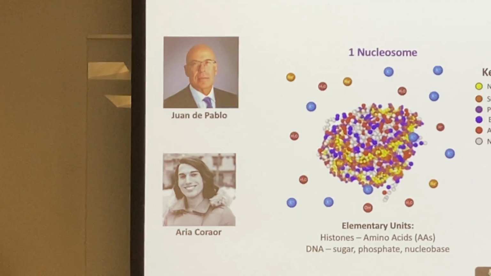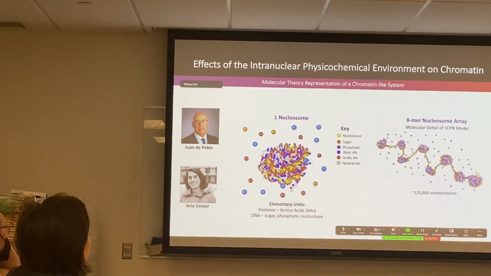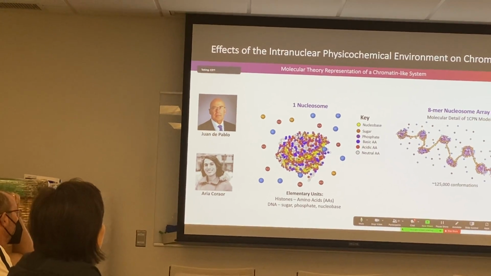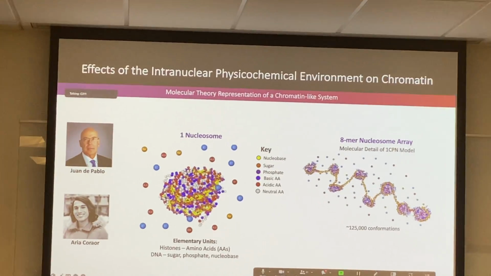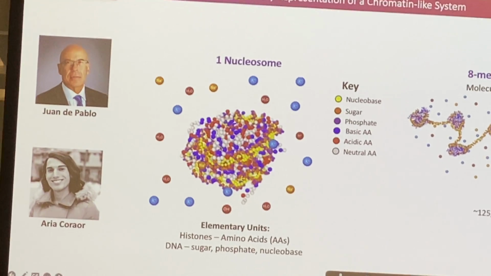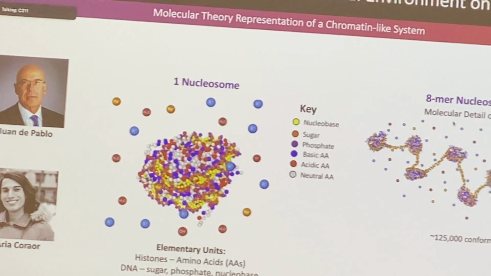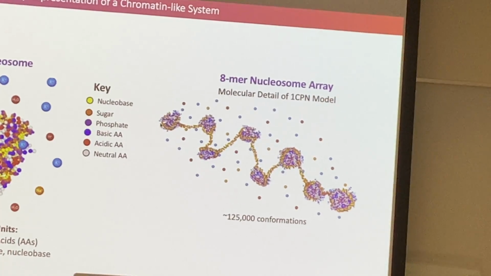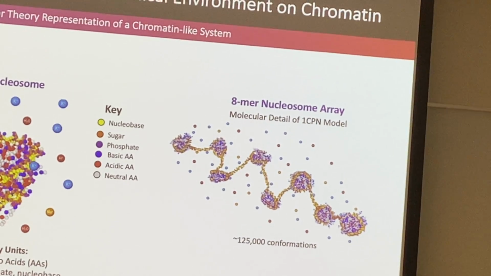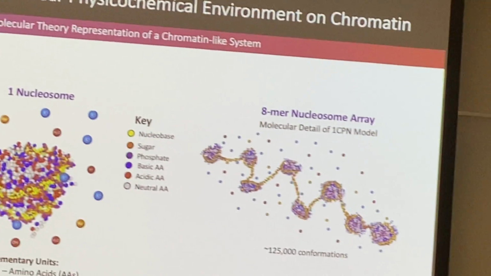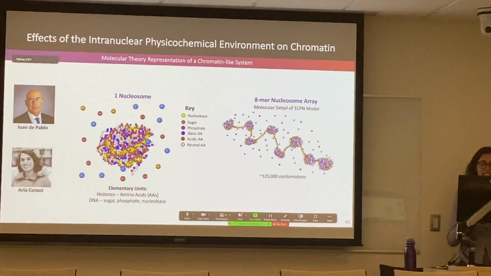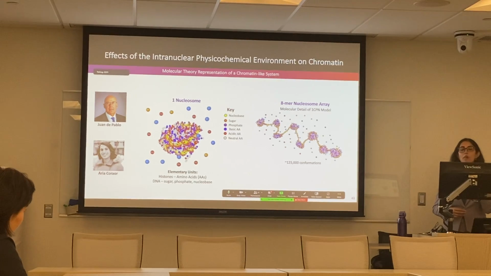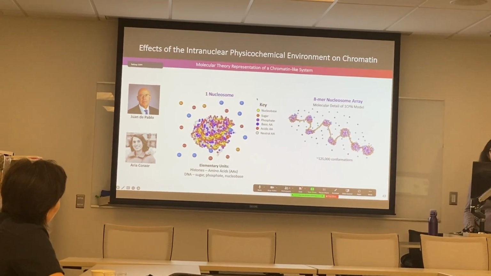And this is an ongoing collaboration that we have with Juan de Pablo's group at University of Chicago, and I've been working very closely with Ranya, his graduate student. And basically, we have 2 different systems that we're studying for this chromatin system. The first is the single nucleosome composed of 147 base pairs wrapped around the histone octamer. And the second is this 8-mer nucleosome array composed of 8 nucleosomes, each connected by linker DNA. And basically, we represent each of these systems at molecular detail. So the histones are represented by their constituent amino acids, and each DNA base pair is represented by 1 nucleobase, 1 sugar, and 1 phosphate.